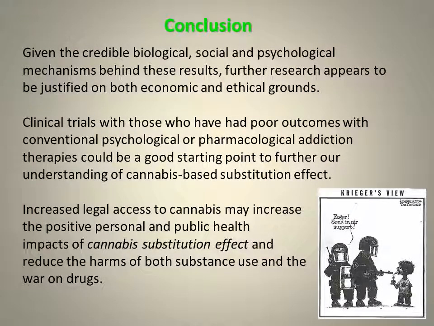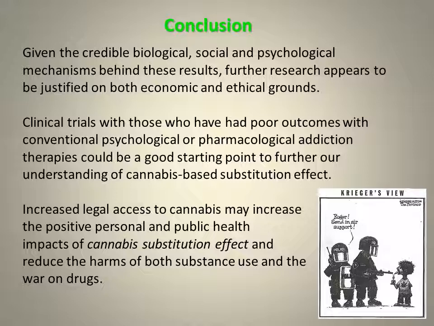As we've heard here today, a growing body of evidence suggests that cannabis, once thought of as a gateway drug to addiction, may ultimately prove to be an exit to problematic substance use for some individuals. Given the credible biological, social, and psychological mechanisms behind these findings and other similar studies, further research is justified on both economic and ethical grounds. And perhaps clinical trials with those who've had poor outcomes with conventional psychological or pharmacological addiction therapies may be a good starting point.